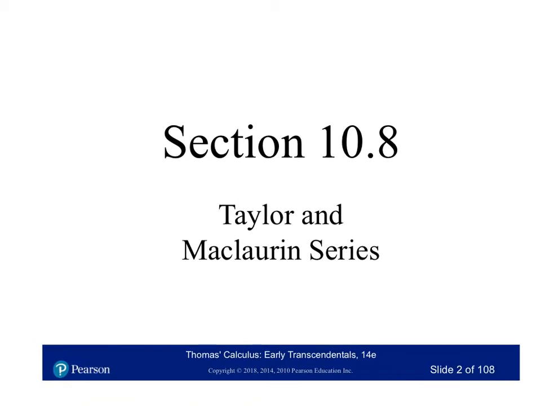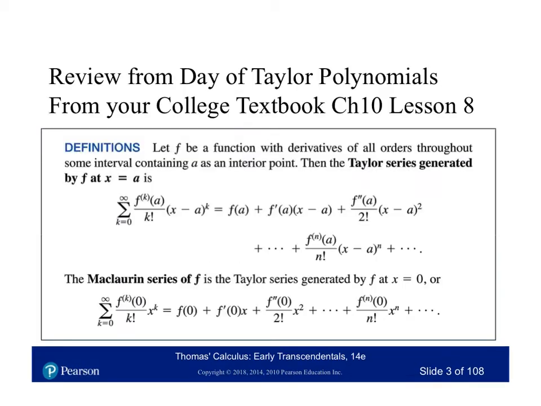1 through 7 was all the convergence tests. Okay, a big part of Taylor polynomials and sequences and series. Some of them were Taylor, most of them were geometric, or just other sorts of series that we created. In 10.8 of your textbook, this is where they start the Taylor and Maclaurin series.